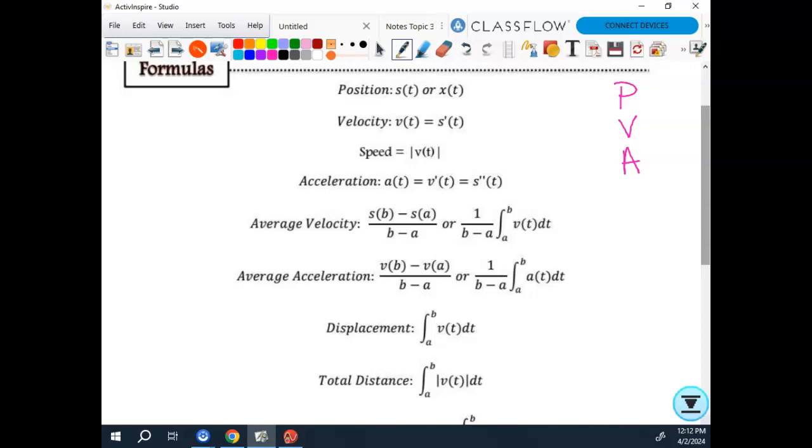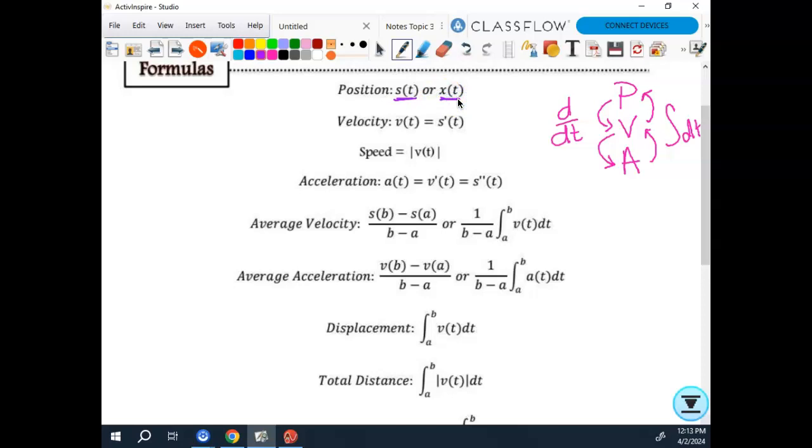So when we took the derivatives, we go this way, and this is where you take the derivative with respect to time, right? And if you're going this way, this is where we integrate with respect to time, okay? PVA stands for what? Position, velocity, and acceleration. That would be PDA, not PVA, if it was V.